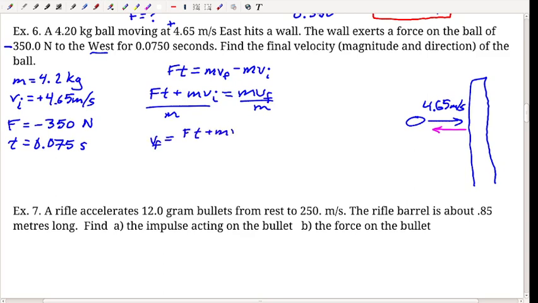All right, so I should be able to plug in my numbers now. Ft plus mvi over m. So force negative 350, time 0.075, plus mass 4.2 times initial velocity 4.65, all divided by my mass of 4.2 all over again. Take that, type that into your calculator, and see what that gets you.